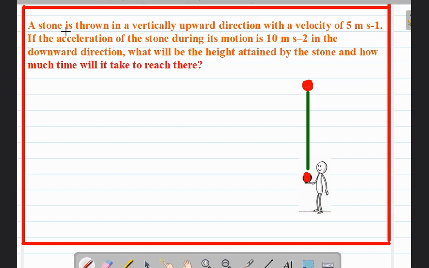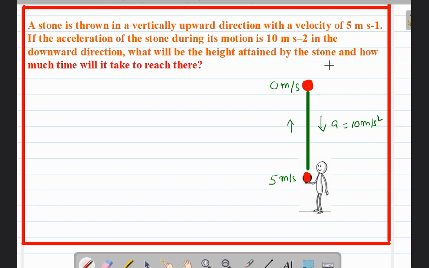In this question, it is given that a stone is thrown in a vertically upward direction. So we are throwing the stone in this direction with a velocity of 5 meter per second. That means here in this place, my velocity is 5 meter per second. And we also know that at the highest peak, my velocity will become 0 meter per second. The acceleration of the stone during its motion is given as 10 meter per second square. So it is saying that the acceleration when it is coming down is 10 meter per second square.